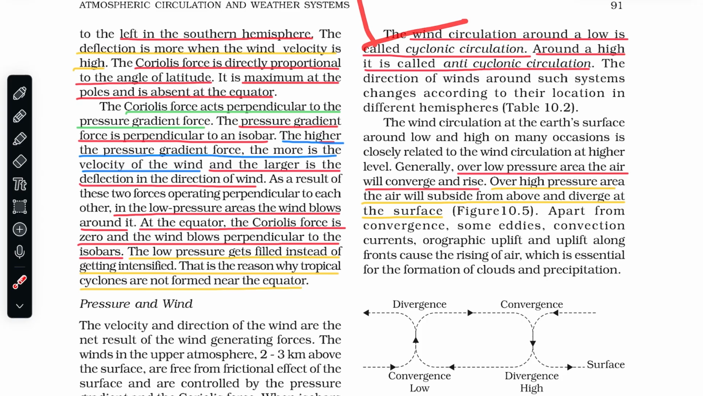So if this is the pressure gradient force, this is the isobar, this is the Coriolis force. At the equator, since there is no Coriolis force over here, just the pressure gradient force will come into effect and the wind blows perpendicular to the isobar. The low pressure over here doesn't get intensified and is just eventually filled. This is the reason why tropical cyclones are not formed near the equator.